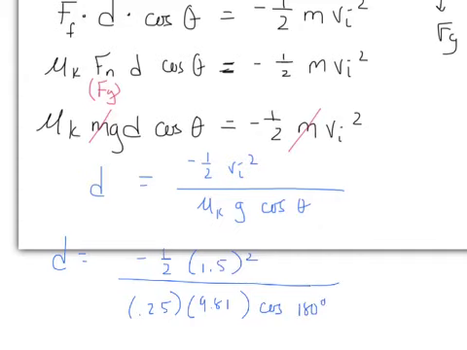Remember, the negative 1 from the cosine 180 will cancel with the negative from the numerator, giving you a positive value for d, which is logical. You can't ever have a negative value for d. It's a distance traveled. You're not going to have a negative value for d in these problems. Make sure you put parentheses around your denominator when you type this in your calculator.